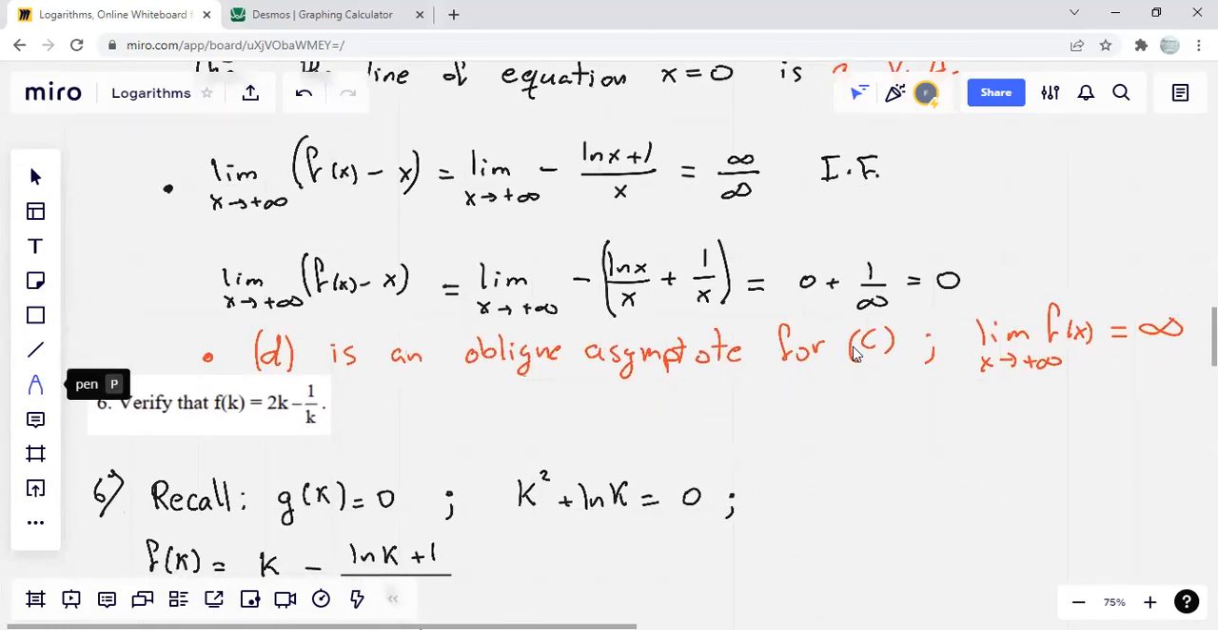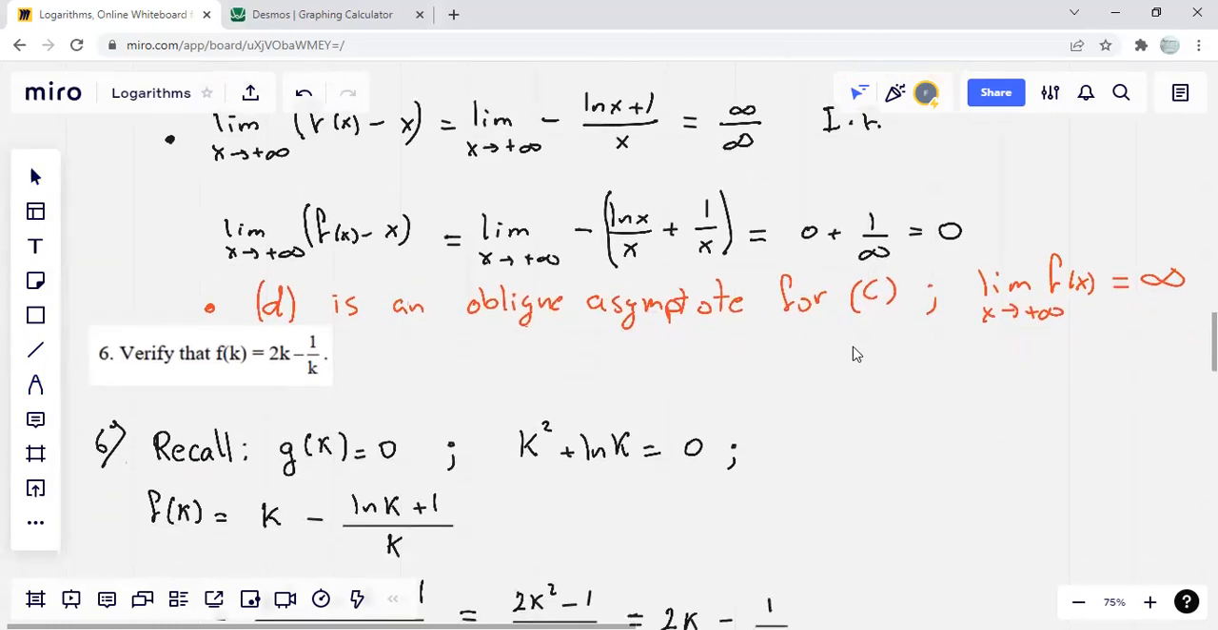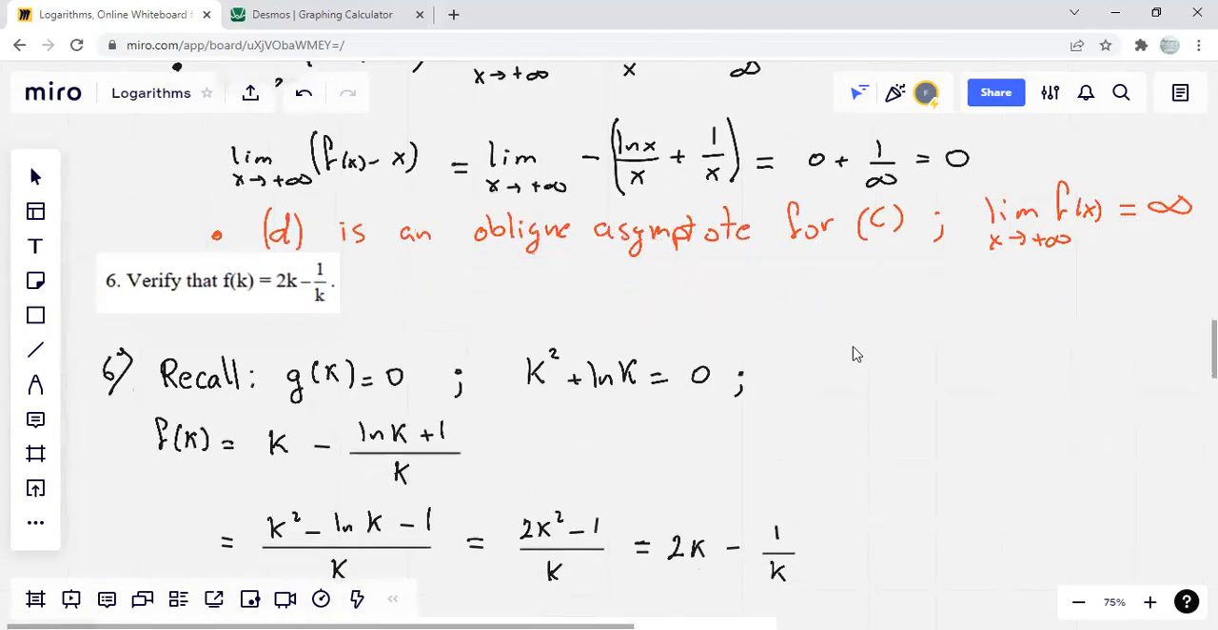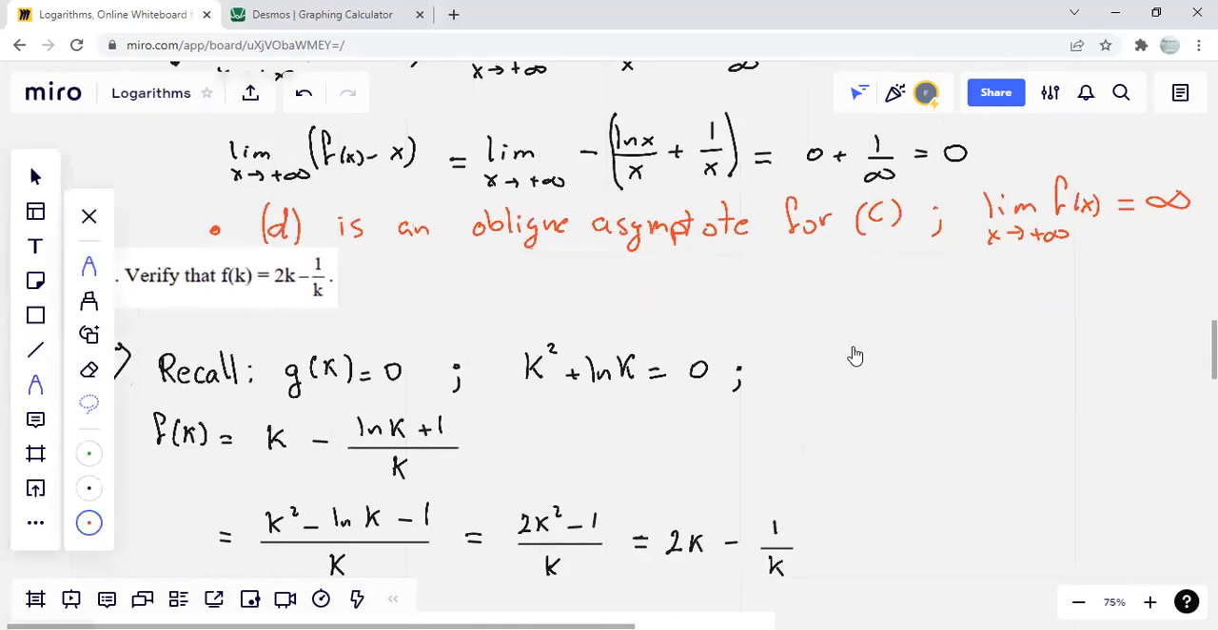Okay, but since this is equal to 0, let's try to find f of k. For f of k we substitute k for x and get k minus this fraction. We do a common denominator, multiplying here over k times k, so we have k squared minus ln k minus 1. Always pay attention to the signs, because this minus for the fraction also applies to the 1.